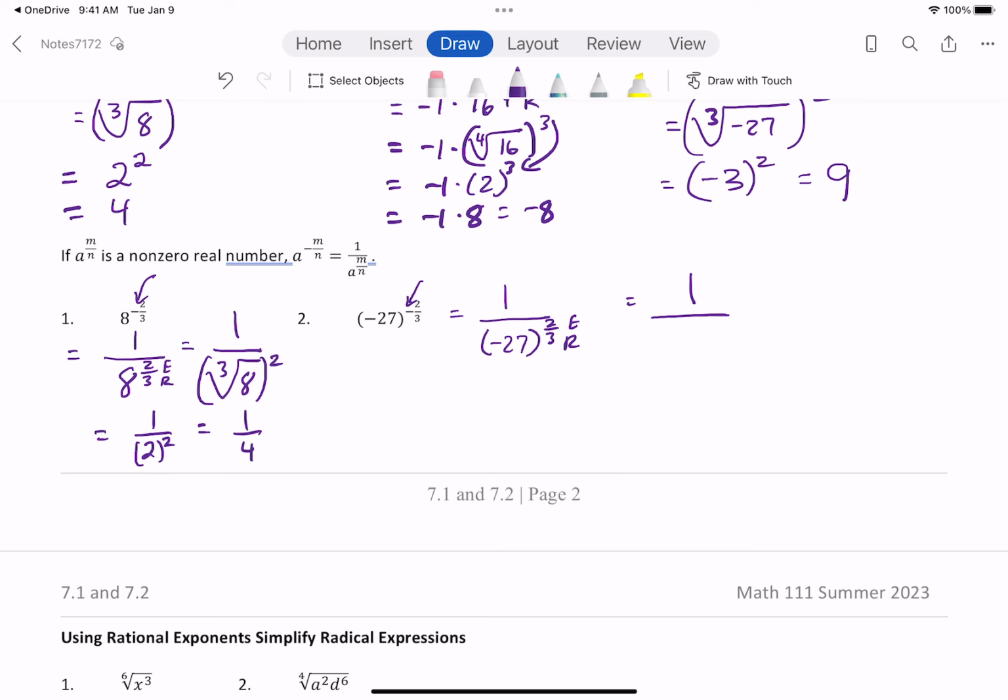The root is 3, so it's cube root. The negative 27 is in a parenthesis, so the negative 27 is going to go underneath, and it's raised to the second power. So the cube root of negative 27 is negative 3, and we're going to square that. So that's 1 over negative 3 times itself is 9.